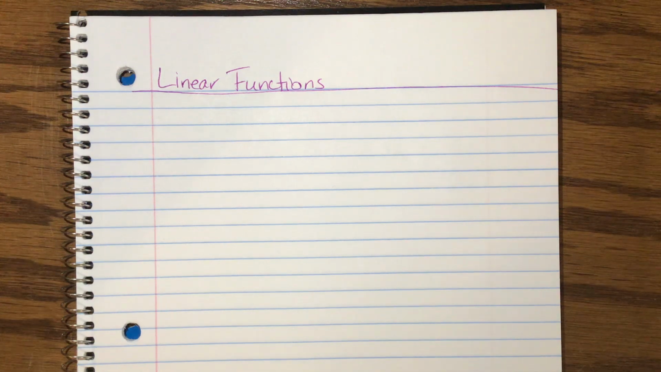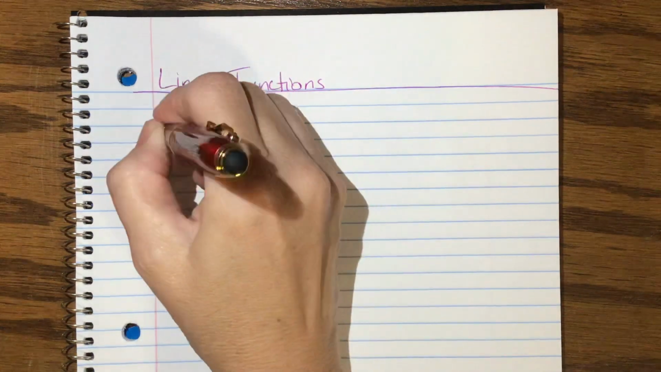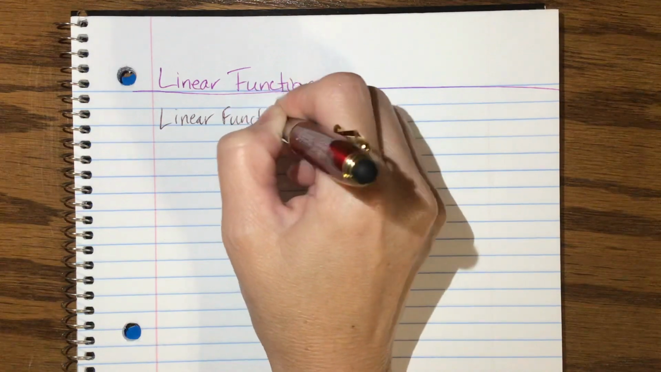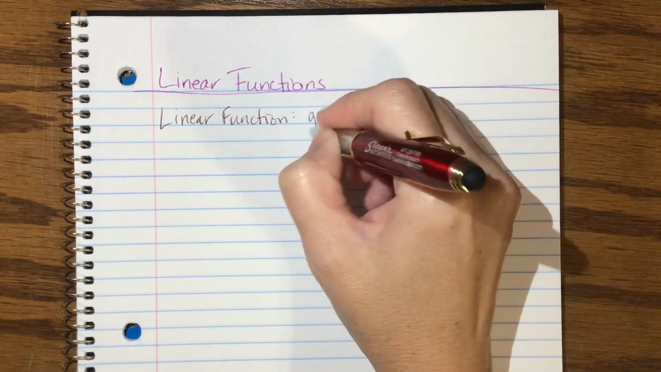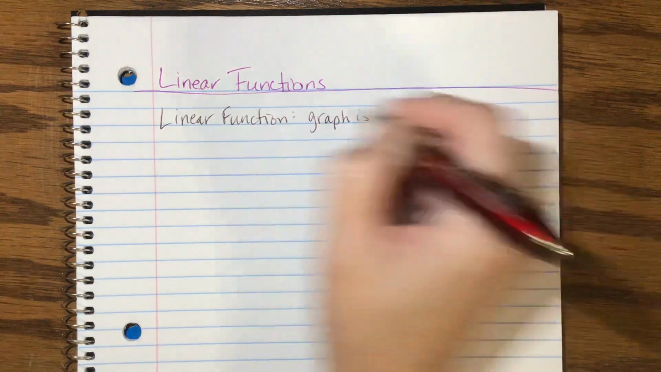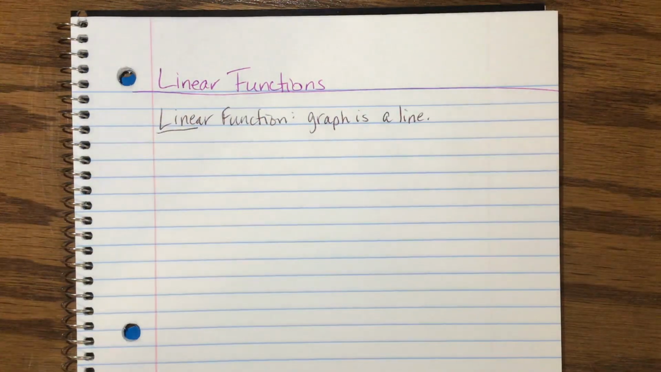In this video, we are going to look at linear functions and review some of the key features, including a deep dive into our slope. So first of all, a linear function is any function whose graph is a line. And that shouldn't be a surprise because it's right there in the title.